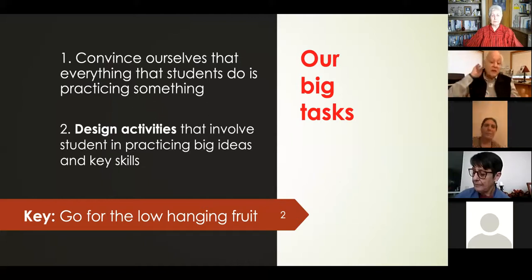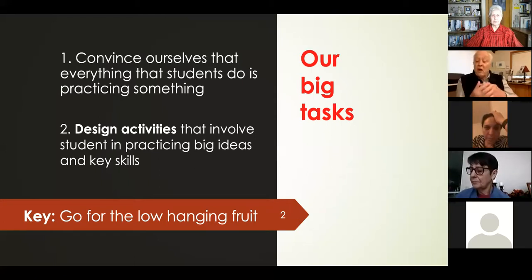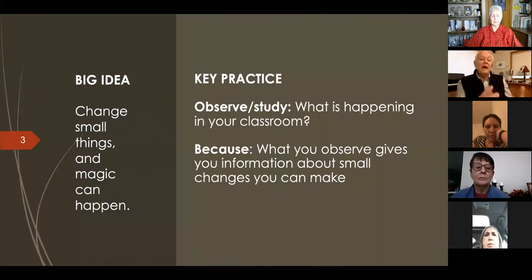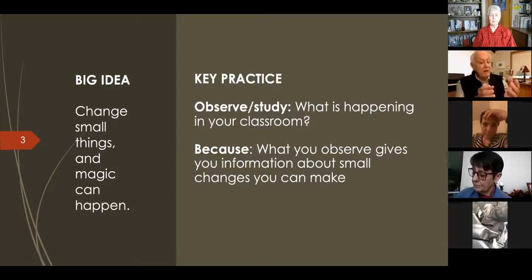And the key thing that I try to emphasize every session is that you always want to go for the low-hanging fruit. We're not talking about making big, huge systematic changes. We're thinking about having an idea in mind that we want to keep in mind as we go through the semester. It's like, well, this semester I'm going to focus on this idea, whatever it happens to be. The big idea is to change small things. And if you change the right small things, then magic is going to happen. It can happen, and it will happen.